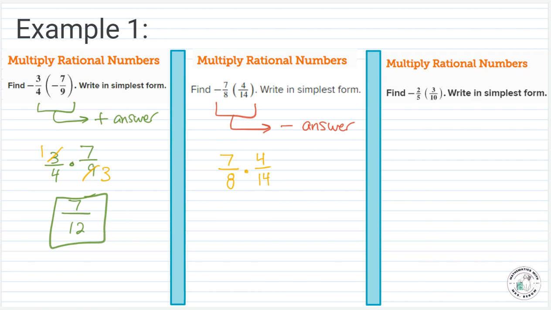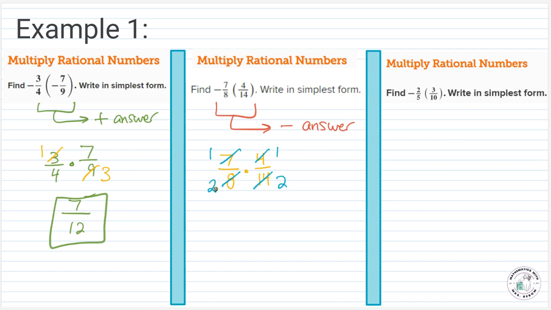We can do some cross-canceling in this one between the 7 and the 14. Those can both be divided by 7. So 7 divided by 7 turns into a 1. 14 divided by 7 turns that into a 2. And then we can also cross-cancel between the 8 and the 4 because 8 and 4 both have a common factor of 4. So 4 divided by 4 is going to be 1. 8 divided by 4 is going to turn this into a 2.